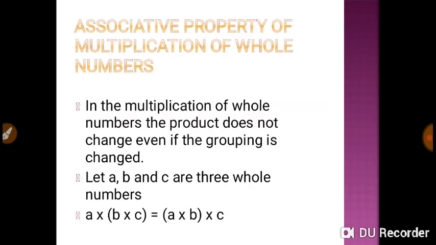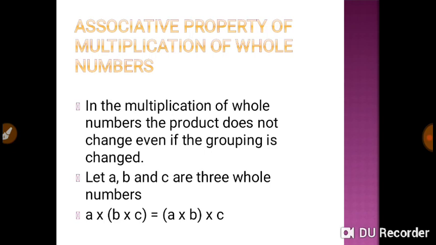The next property is called associative property of multiplication of whole numbers. According to this property, in the multiplication of whole numbers, the product does not change even if the grouping is changed. Consider an example. There are 3 whole numbers A, B and C. We have to multiply them. To multiply them, we can group any 2 whole numbers first. In the first representation, you can see B and C are grouped first. It means B and C will be multiplied first, and the product will be multiplied by A.